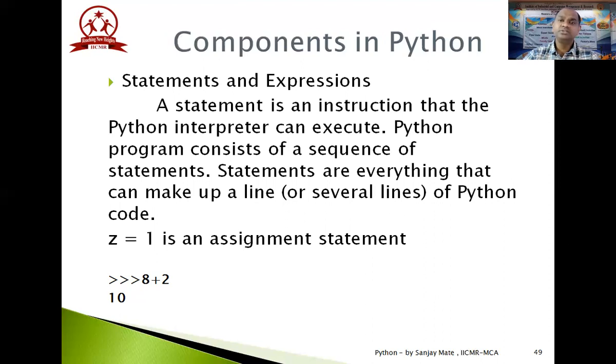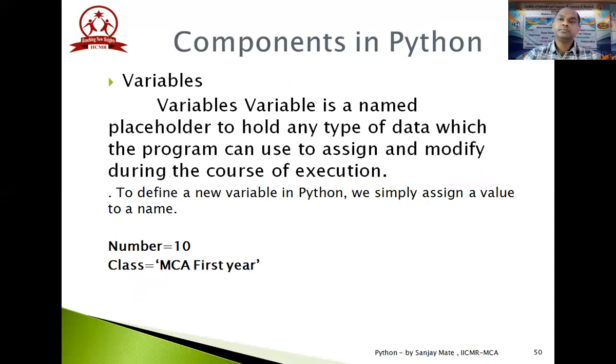Z is equal to 1 is again one statement. You are storing 1 in the Z variable. So how can we create a variable? What are the rules and guidelines to create variables? Variables are placeholders where you store values. There is a storage, and for that storage we give a name, which is the variable name. The program can use, assign and modify it during the course of execution, so we can change the value of that variable.